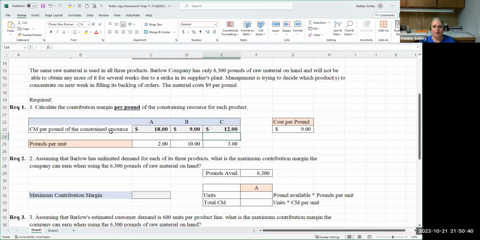So again, if we look at the contribution margin per pound, for my example, A has the highest contribution margin per pound. So if I have unlimited demand, then I am going to use all of that 6,300 pounds of material to make A, because that will make me the most money. That's because that's what they're asking for, the maximum. So to do this, we need to take the pounds available, whoops, nope, that should not be times, that should be divided by the pounds per unit.